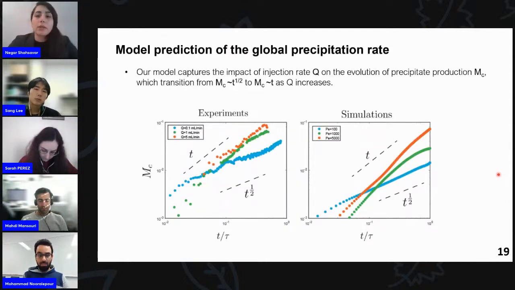Besides the precipitation pattern, our model can capture the evolution in the precipitation rate. The same as experiments, in the simulation, we see that in higher injection rate cases, the total amount of solid in the cell evolves linearly in time, and in lower injection rate cases, it evolves diffusively in time.